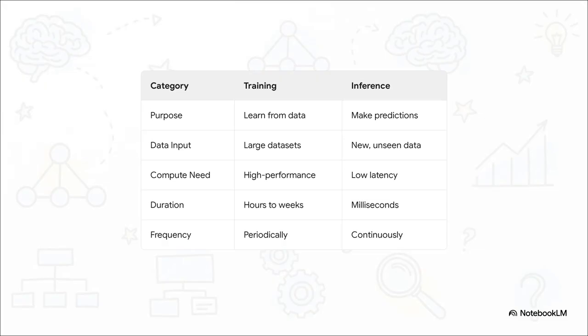This table just lays it all out so perfectly. I mean, look at the contrast. The purpose of training? To learn from data. Inference? To make predictions. Look at the duration. Training can take weeks. Inference happens in milliseconds. And the frequency is key. You train a model every once in a while, but you are using it for inference constantly, all the time. They are just fundamentally different jobs with completely different needs.